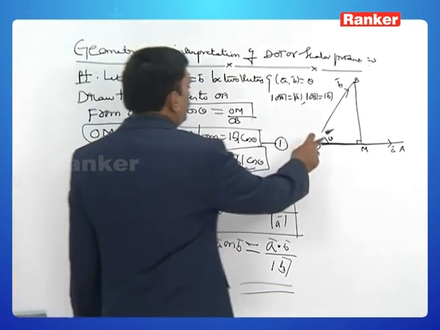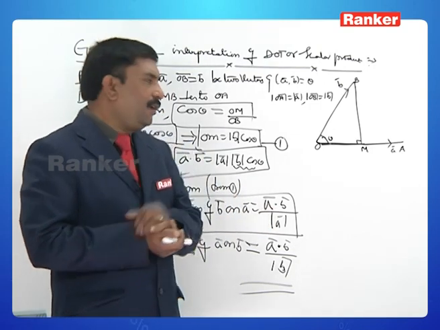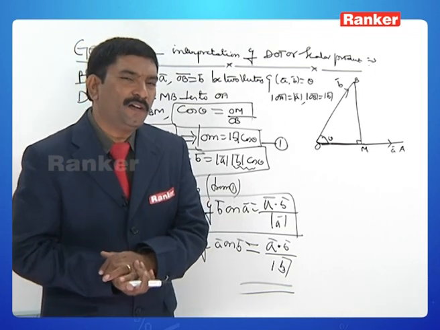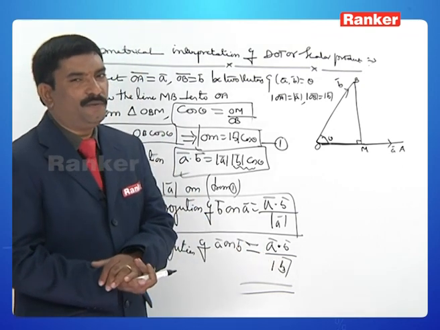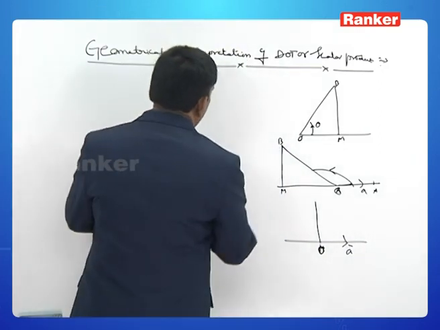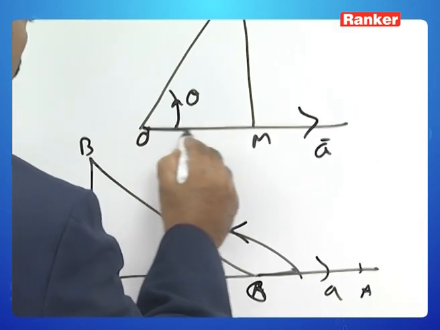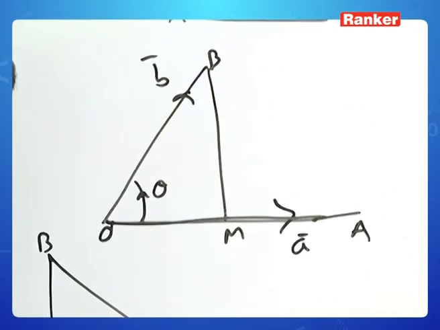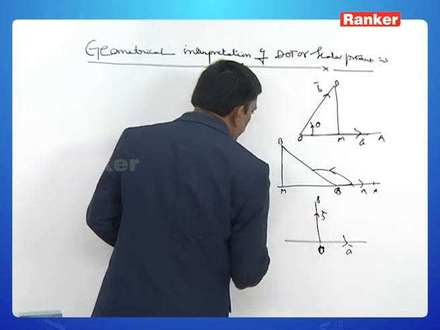Now I can very well observe: if theta is acute, projection is positive. If theta is obtuse, projection is what? Negative. If theta is equal to 90, projection is equal to what? 0. Followed? That's right. Now look here. Just now we came across OA bar is equal to A bar, OB bar is equal to B bar.